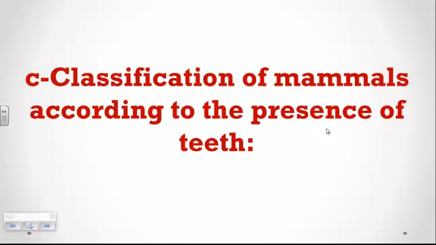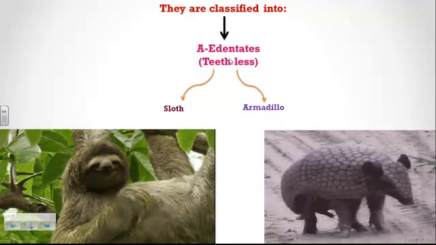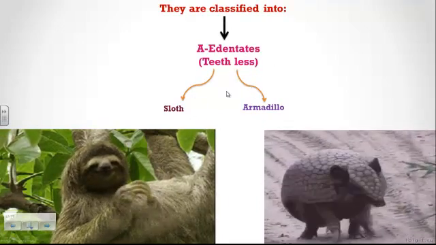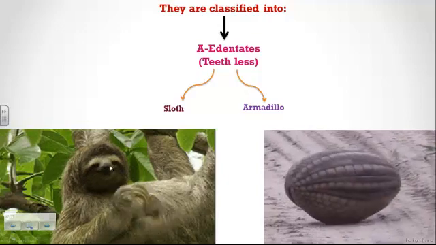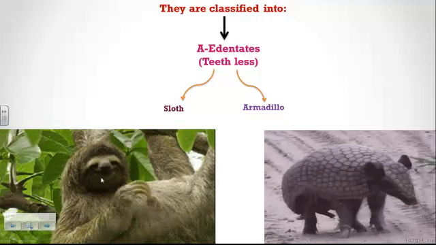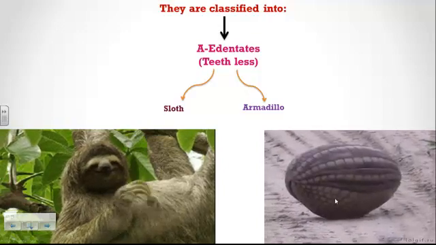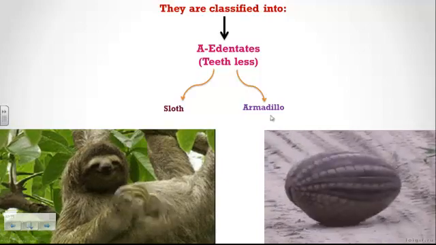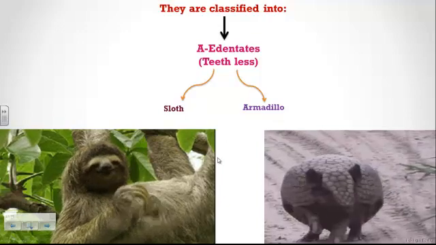The second one, a classification of mammals, but what? According to the presence of teeth. Number 1, the first one, edentates. Edentates mean teethless. This type of animals has no teeth, like the sloth, which is the most famous one. It is so lazy. It sleeps maybe 18 hours a day. And the other one, as you can see here, jumps quickly to protect itself from enemies, which is called armadillo. So teethless, which have no teeth, like sloth and armadillo.